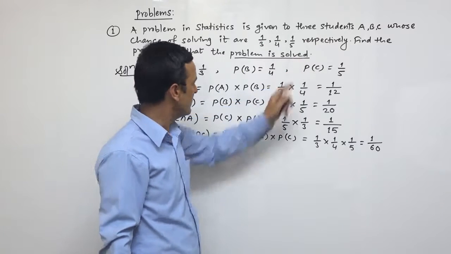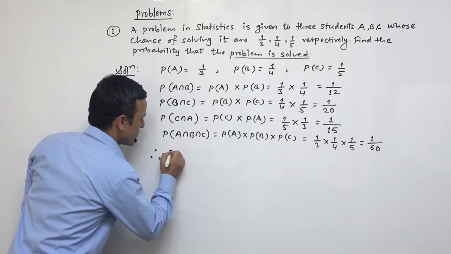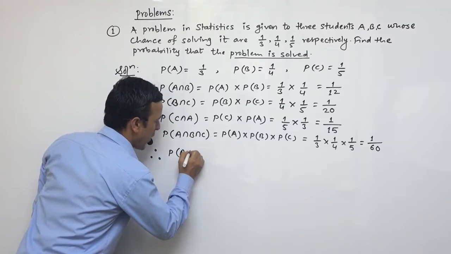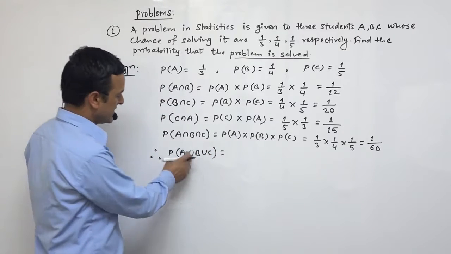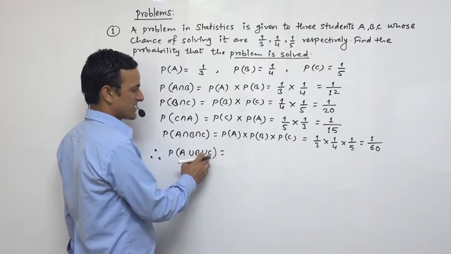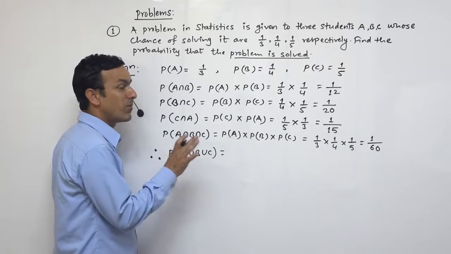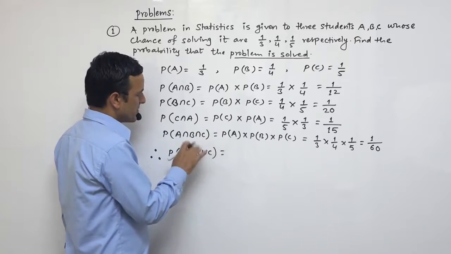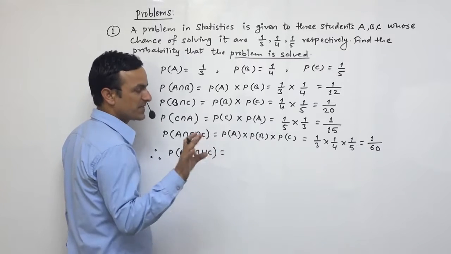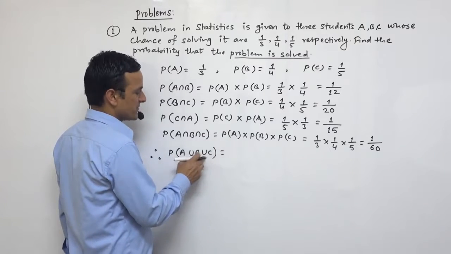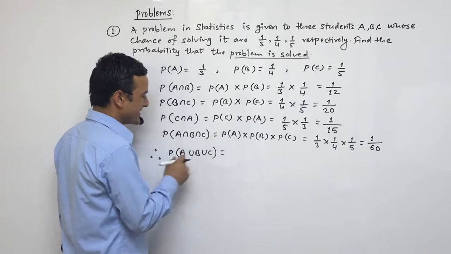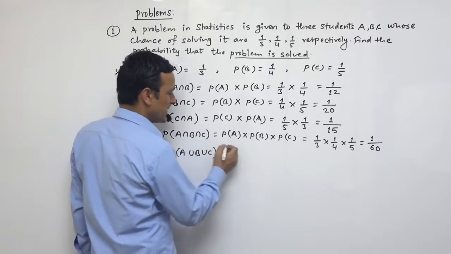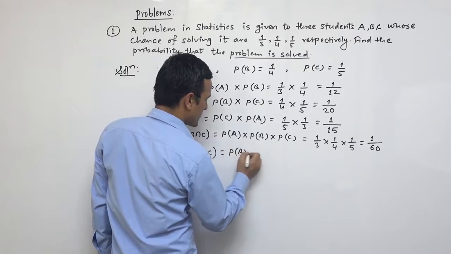That must be solved. So that's why we can write either A or B or C. It can be written like this, A or B or C. This is the symbol to denote at least one of them. At least one of them can be solved by either A or B or C, and or means we should write the union.